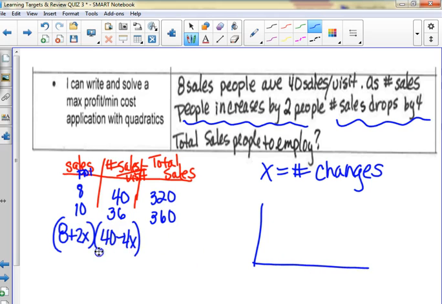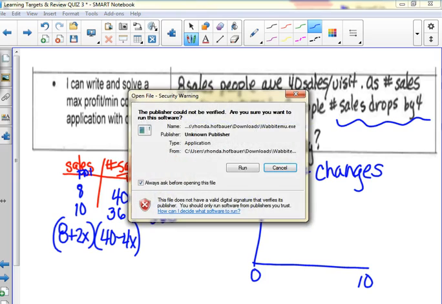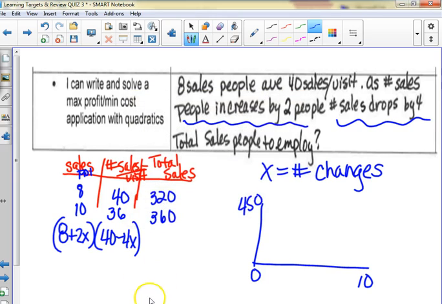Look at this right here. How many times can this go down by 4? 10 times. And we already know that it could go up past 360, right? I might put 450. All right. Why don't you do this one on your calculator? What are we looking for? Maximum. Good job.